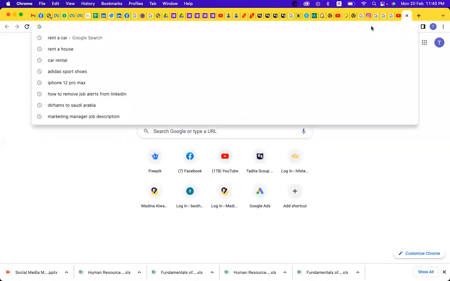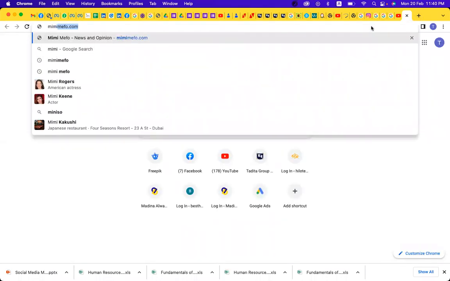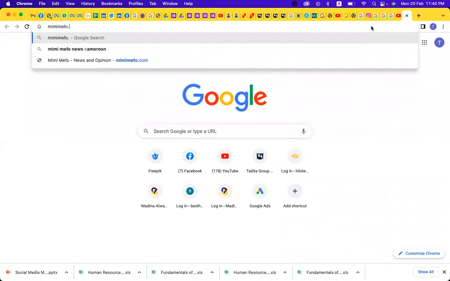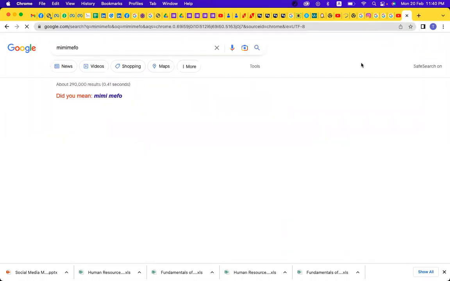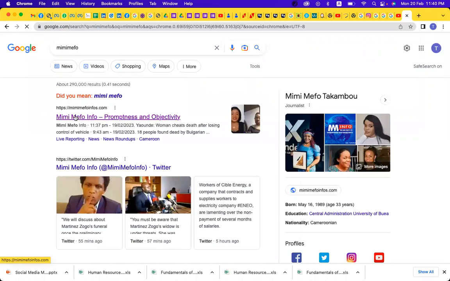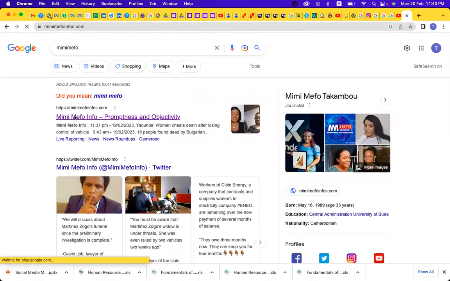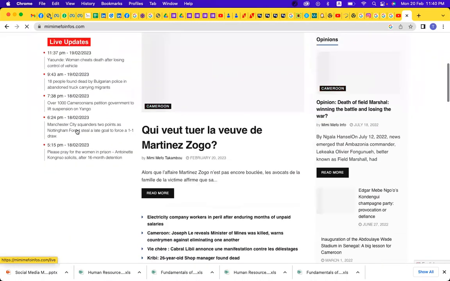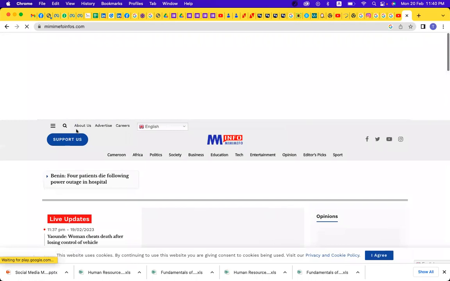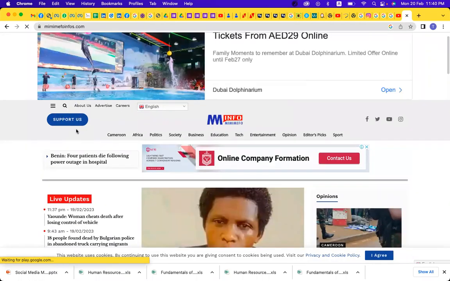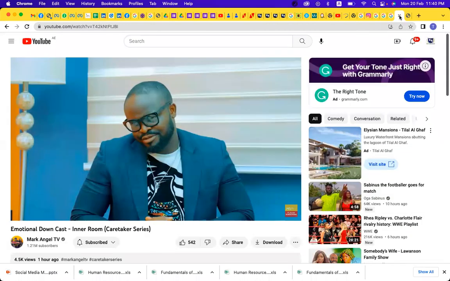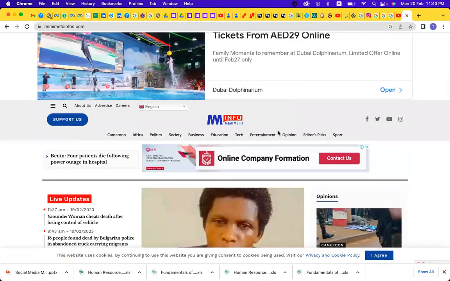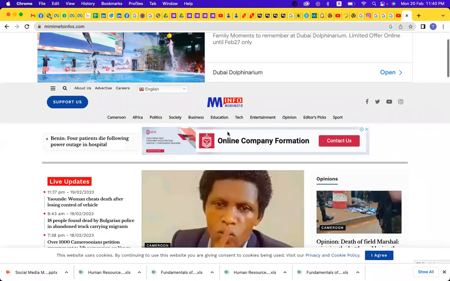I'm going to take a very simple website, which I'm sure we are all familiar with. I'm going to open the Mimefo website, mimefoinfos.com. This particular website is a partner to Google. Google uses this website to show ads. Now, this is an ad. This is what we call a display ad, right?